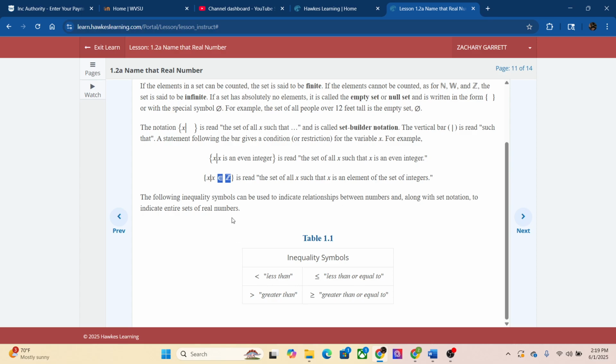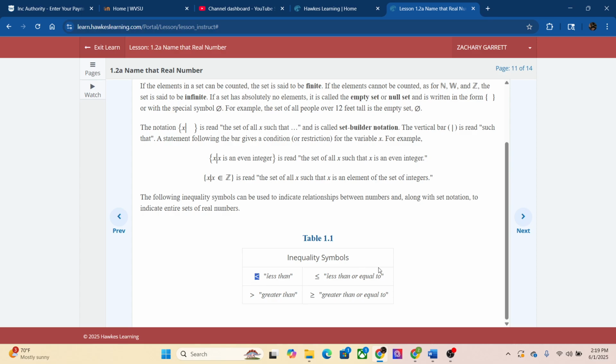The following inequality symbols can be used to indicate relationships between numbers, and along with set notation to indicate entire sets of real numbers. Here we have inequality symbols. We will get into these later. But here we have less than. To use this symbol, there would be a number on the right, say 40, and then 39 would be on the left. So 39 is less than 40.